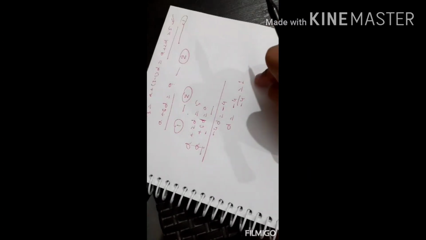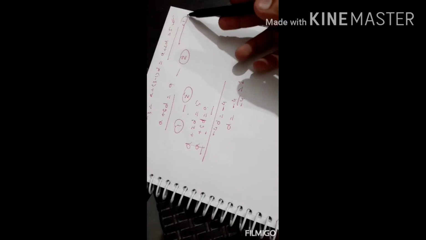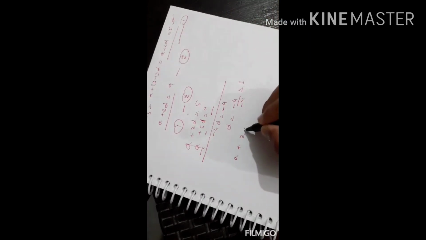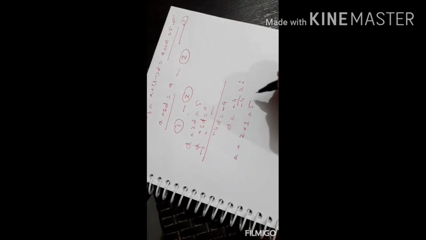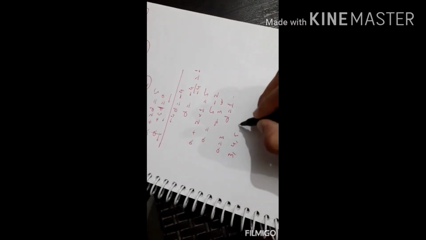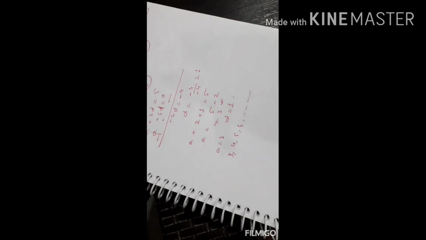So we put the value of d in equation 1 or 2. So a plus 2 into 1 equals 5. a equals 5 minus 2, which equals 3. It means the first term is 3 and the common difference is 1. So the series will be 3, 4, 5, 6 and so on.